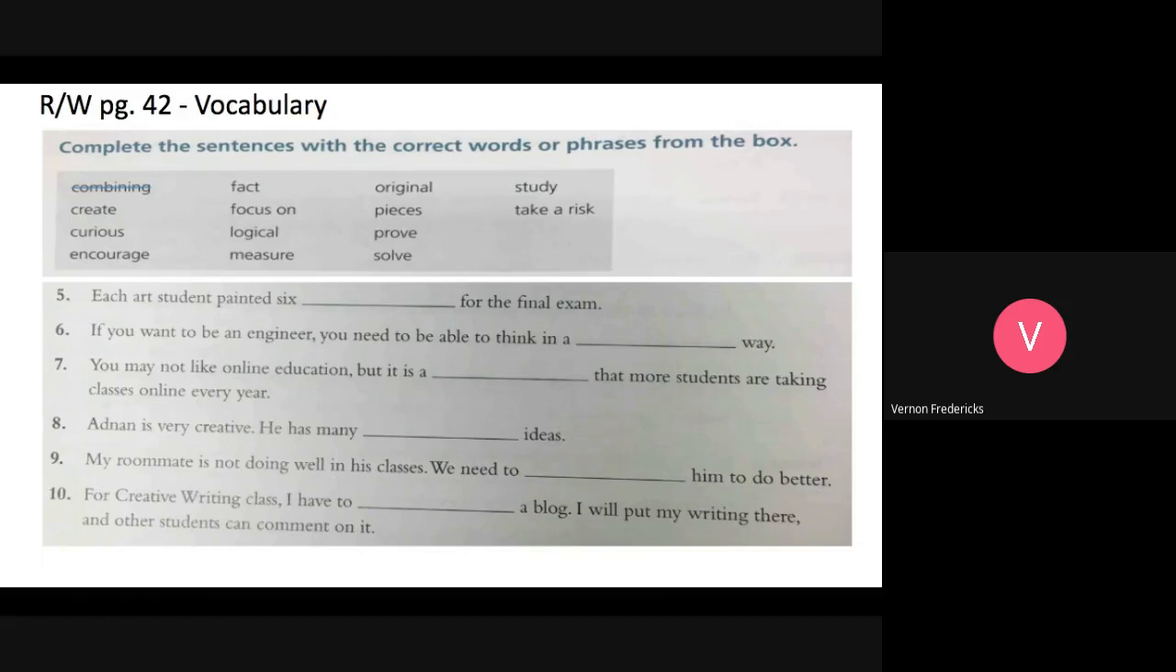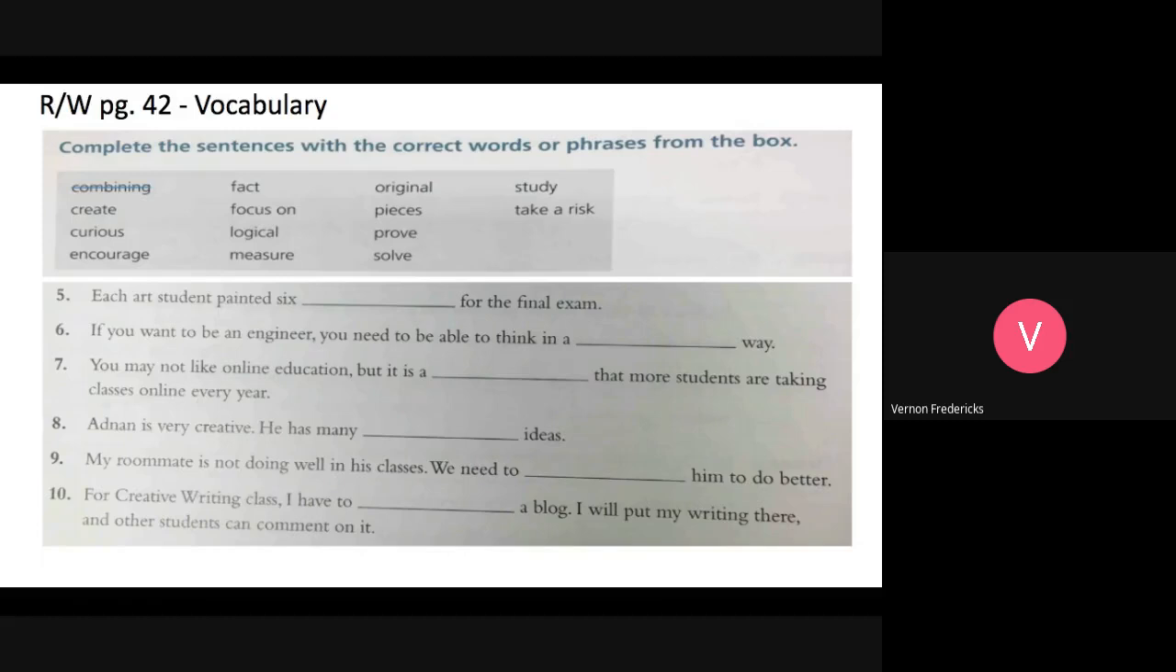Okay, students, welcome back. Each art student painted 6 pieces for the final exam. Pieces, yes? If you add pieces, wonderful. If you want to be an engineer, you need to be able to think in a logical way. In a what way? You have to think in a logical way. Number 7, you may not like online education, but it is a fact that more students are taking classes online every year. It's a fact.